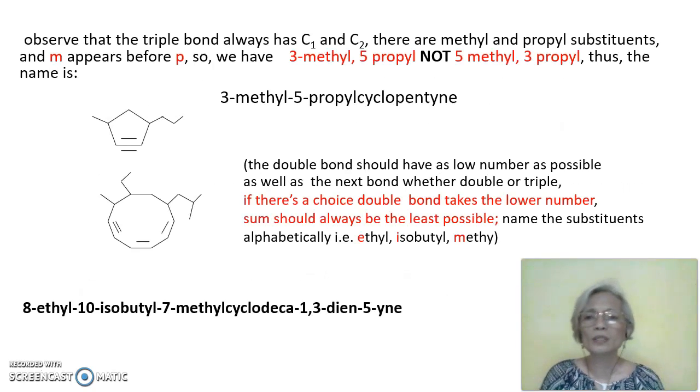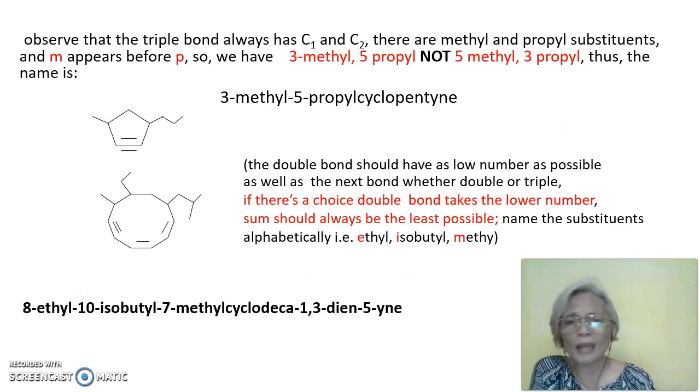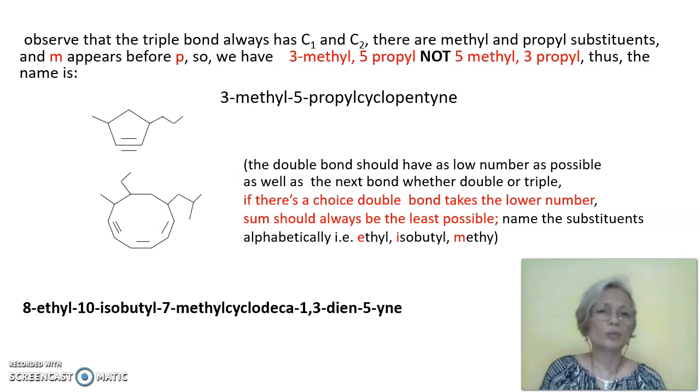Now, what about if we have a cycloalkyne? Observe that the triple bond is always between carbon 1 and 2. So the triple bond, or double bond for that matter, is always carbon 1 and 2. You just decide which is carbon 1 and which is carbon 2.